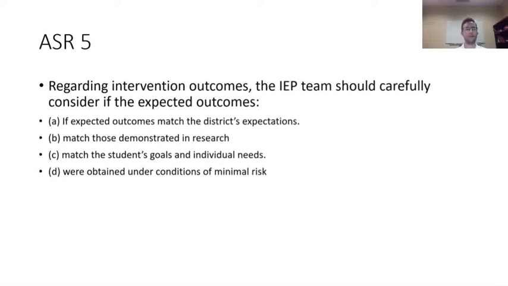Alright, I'll close the poll, and the answer here is C, match the student's goals and individual needs. That's the primary idea behind the intervention outcomes aspect of this: a focus on a match between the student's goals and their intervention and their individual needs, and the expected outcome of the intervention that's going to be implemented.